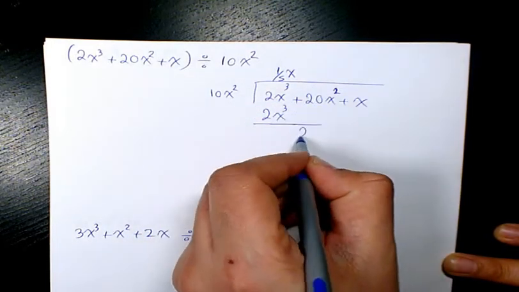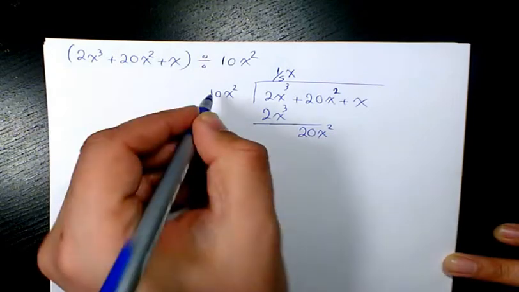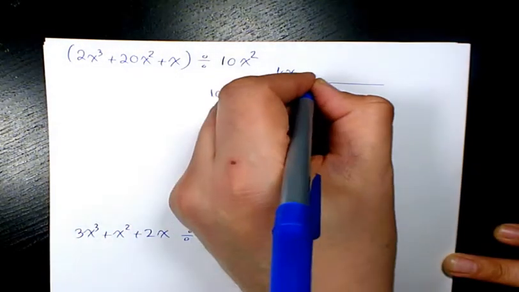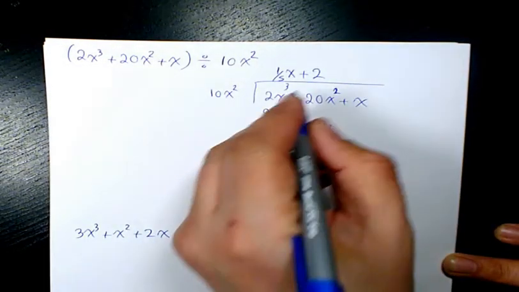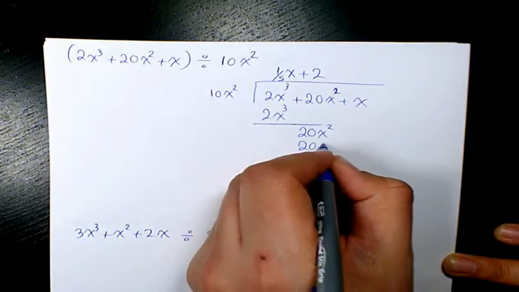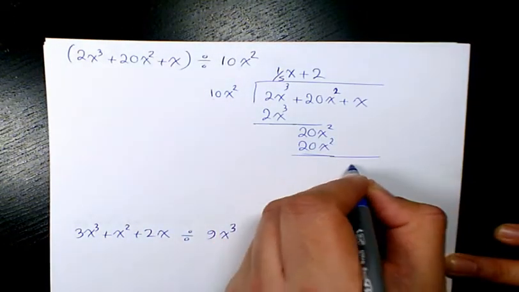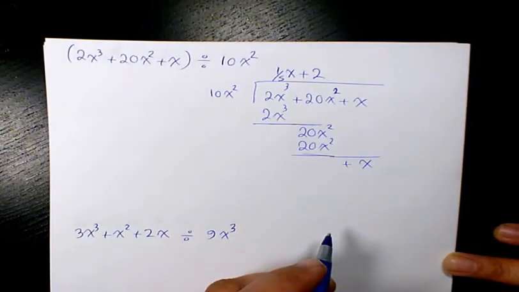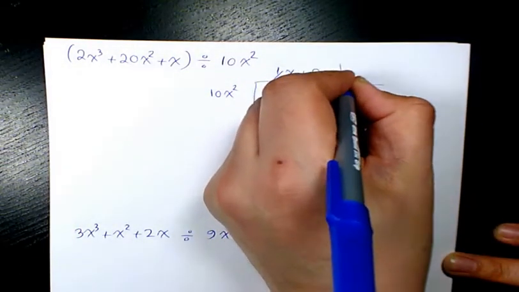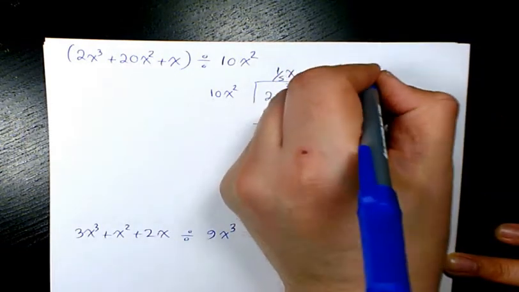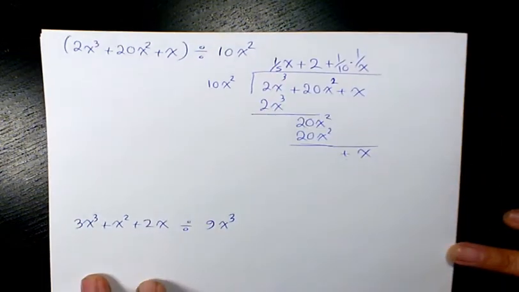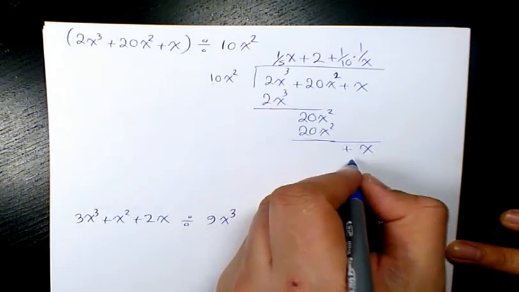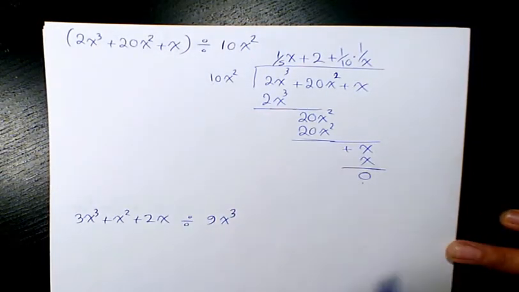Then you bring the next one down, 20x squared. 20x squared divided by 10x squared is going to be 2. So 2 times 10x squared is going to be 20x squared. Subtract, it is going to be 0. Then you bring x down. x divided by 10x squared is going to be 1 over 10 times 1 over x. So when you multiply it, it's going to be just x, and subtract, it is going to be 0.